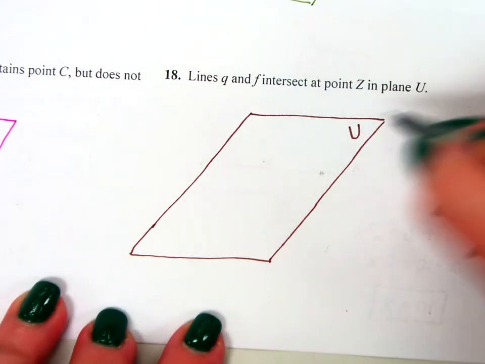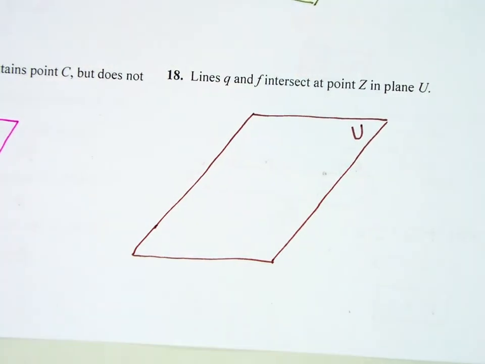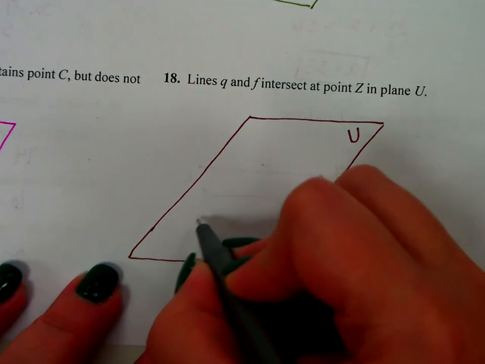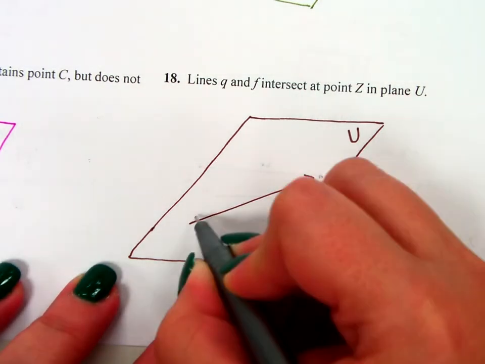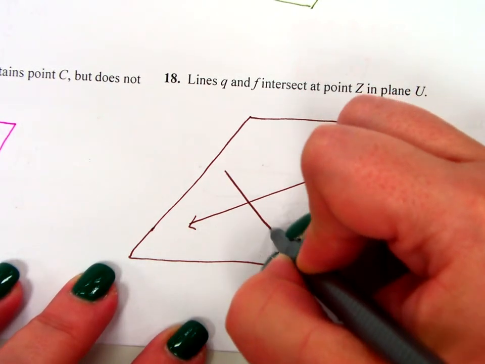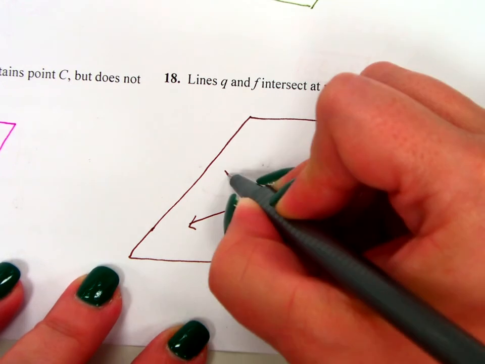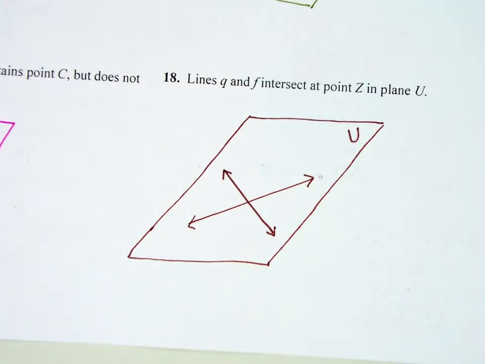What's the name of my plane? U. I'm going to put it up here because I can. Nice capital U. Then what? Lines. How many lines? Two. And they're intersecting, right? So like in an X or something. It doesn't tell me how they're intersecting, so I don't know if it's perpendicularly or not.